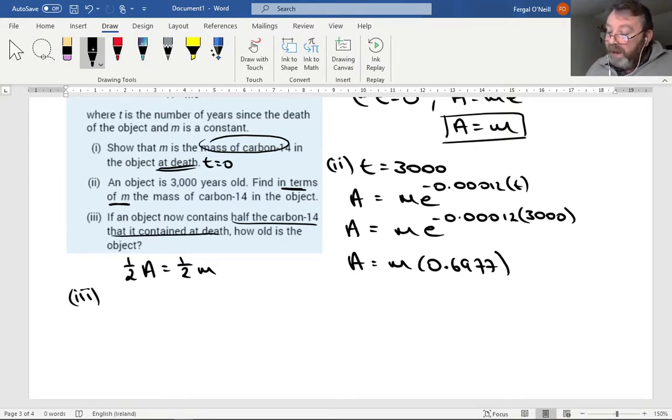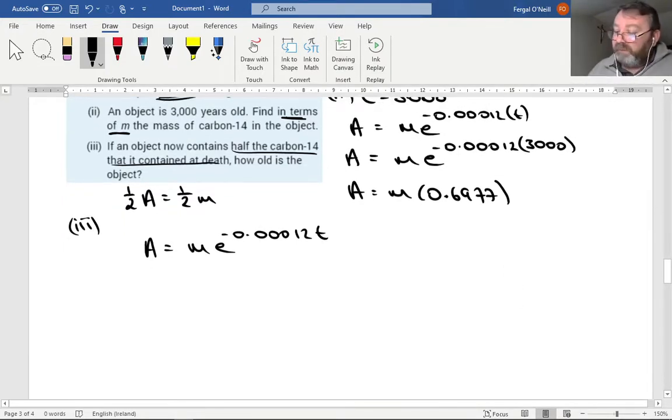Let's see what happens. How old is the object? Well, how old is the object means you're going to want to find T. A equals M e to the minus 0.00012 T. Now, in part 3, my job is to work out the value of T. And because T is a variable in a power, I'm going to have to get rid of the base at some stage. The base is e, therefore the only thing I will be using later on to get rid of e will simply be the natural log. So the natural log is going to come in.